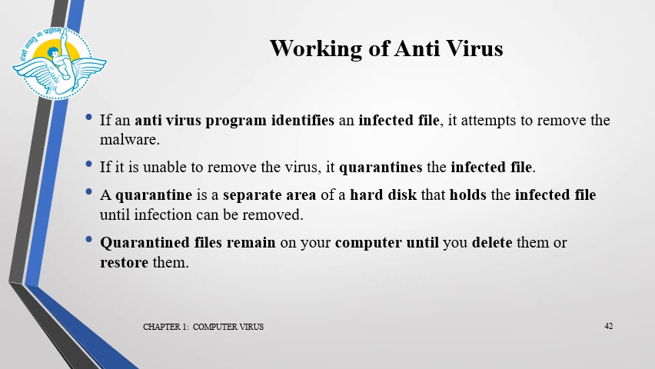How does an antivirus program work? If an antivirus program identifies an infected file, it attempts to remove the malware. If it is unable to remove the virus, it quarantines the infected file. A quarantine is a separate area of a hard disk that holds the infected file until infection can be removed. Quarantined files remain on your computer until you delete them or restore them.